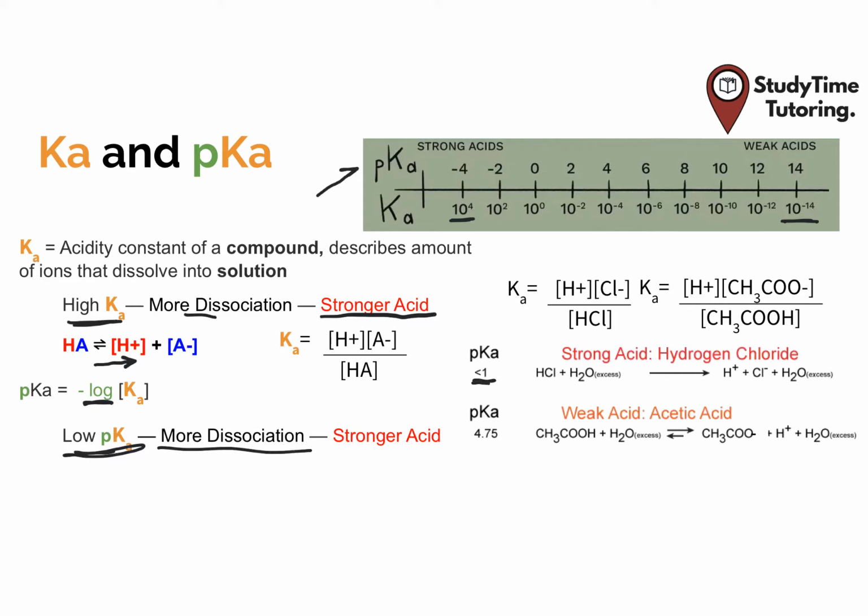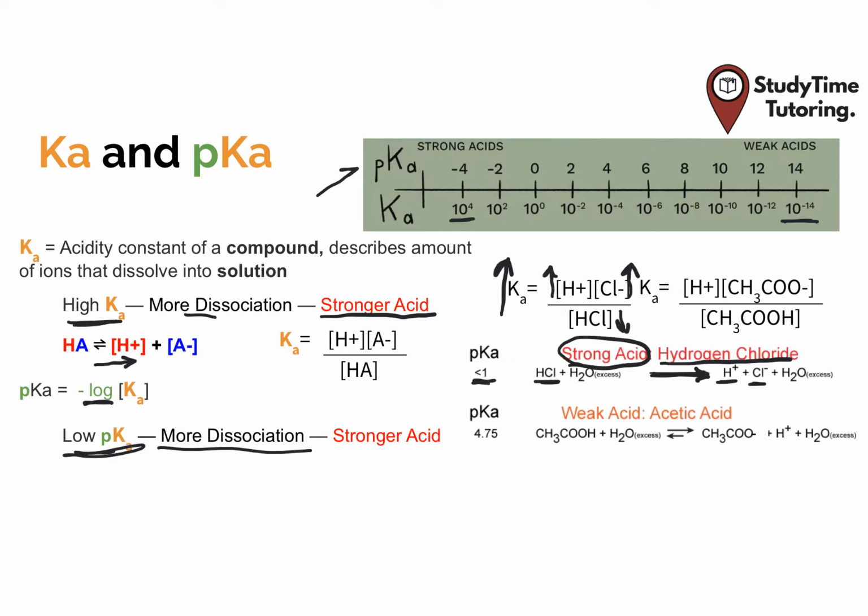So a small value for pKa means we're going to have more dissociation, which again means the forward rate of the reaction is going to be relatively large. So this means that the concentration for the products, in this case hydrogen and chlorine, the concentration for these ions is going to be relatively large. Whereas the reactant, hydrochloric acid, the concentration of that is going to be relatively small. So with a big numerator and a small denominator, the value for Ka is going to be really large. So the compound, the hydrochloric acid or the hydrogen chloride, is said to be a strong acid.